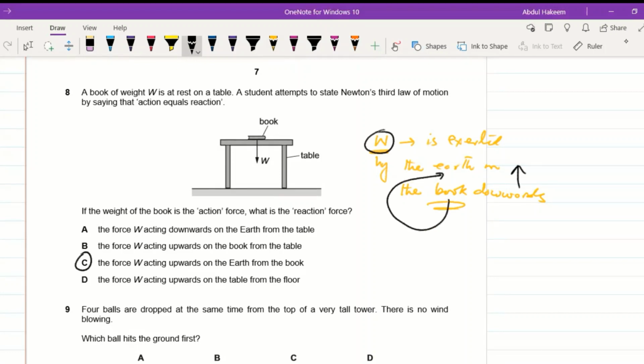That's why C is the answer. The force W, because action and reaction are both equal, acting upward because the action is downward, on the earth from the book. Because the action is the force from the earth on the book, the reaction will be the force from the book on the earth. So C is the option.